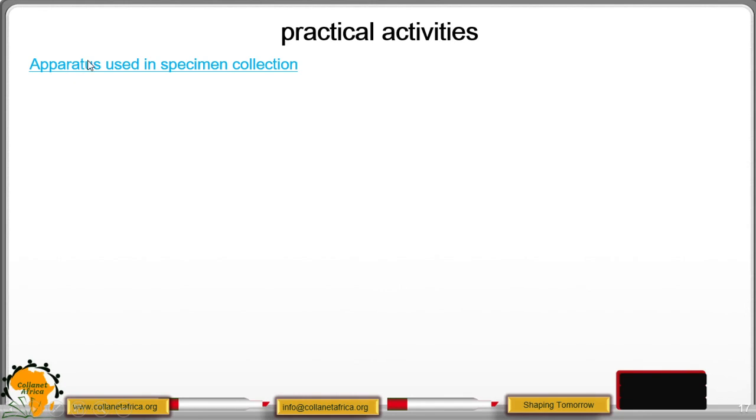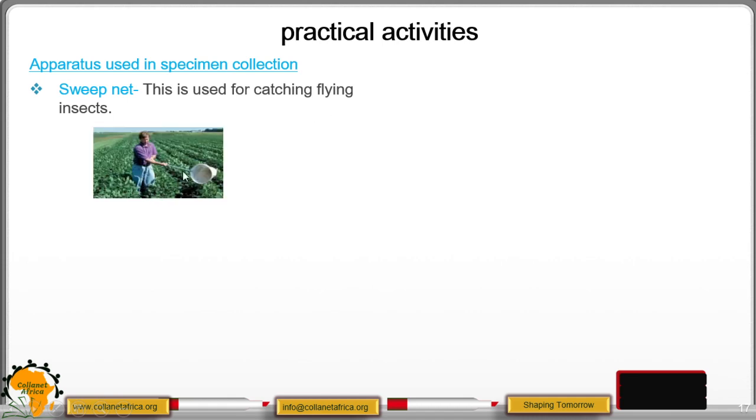Finally, let us look at the apparatus used in specimen collection. The first one is a sweep net. It is used for catching flying insects. You know these flying insects, for example, butterflies and grasshoppers. So a sweep net is used to collect such specimen. And that is how it looks.